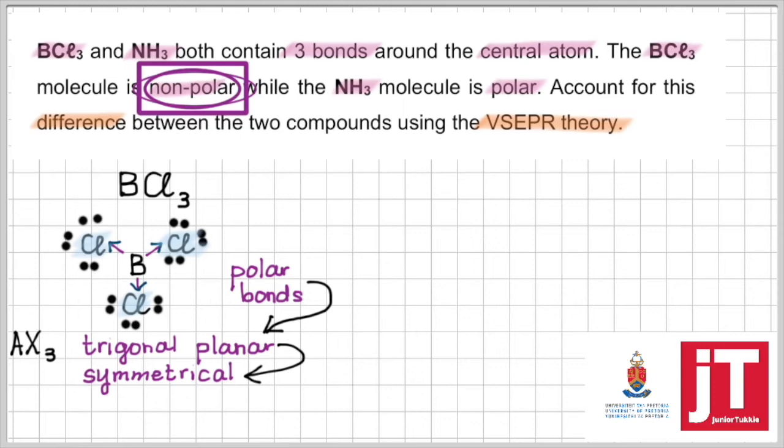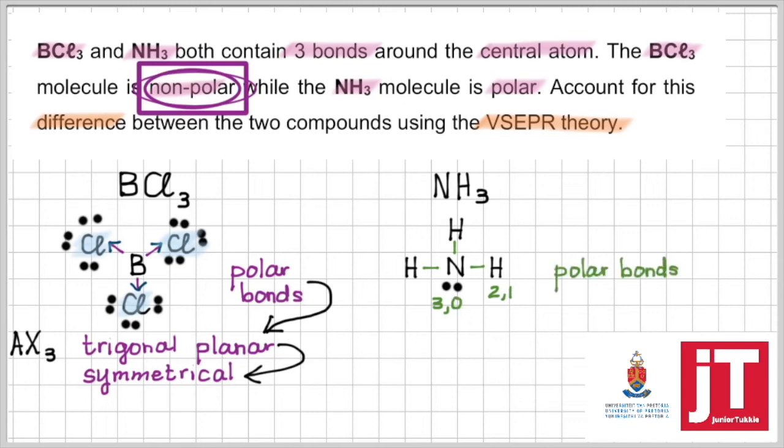We can now analyze the ammonia molecule using the same steps. We start off with its Lewis diagram, and I'm going to replace those bonds with straight lines. We now see, using the periodic table, that the bonds are polar bonds. We complete the general formula and find out that this ammonia molecule has a trigonal pyramidal shape. We now need to determine if the molecule is symmetrical or if it is asymmetrical.